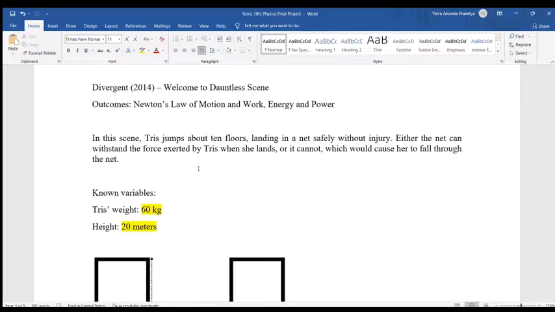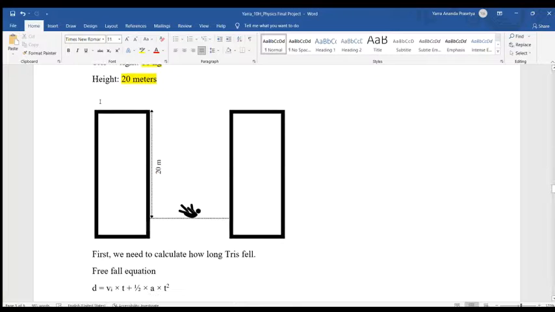Okay, so this scene will cover two outcomes: Newton's laws of motion and work, energy, and power. So we can see that Triss jumps about 10 floors, and we know that her weight is about 60 kilograms. That's the actress's weight. And if we estimate the height of each floor to be around 2 meters, that means she'd jump 20 meters. So the fall height is 20 meters, right?